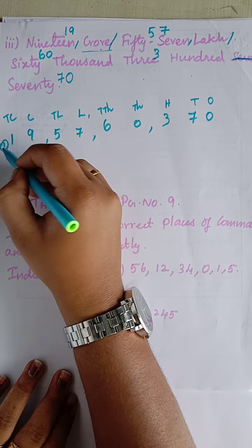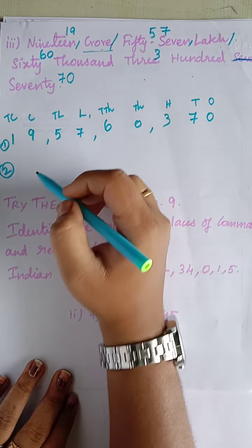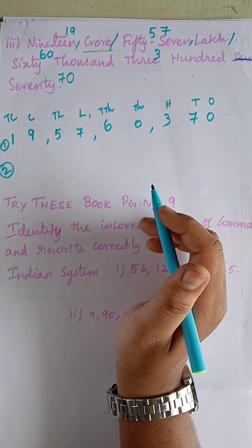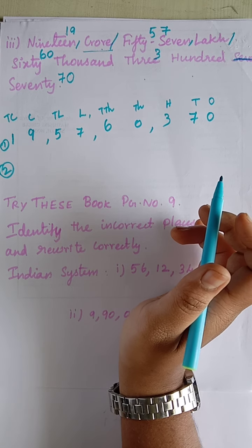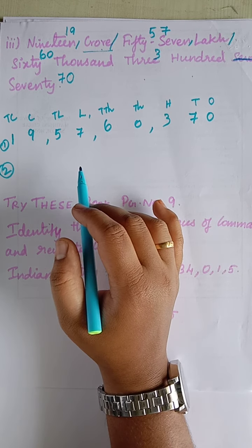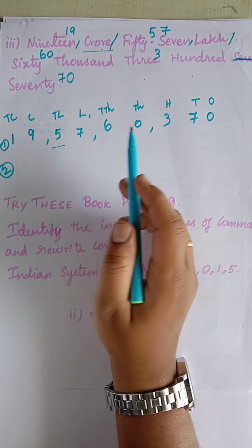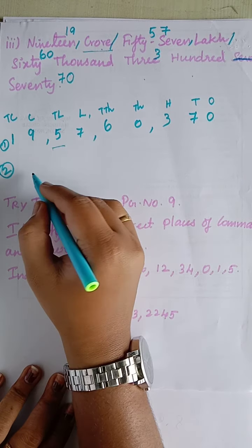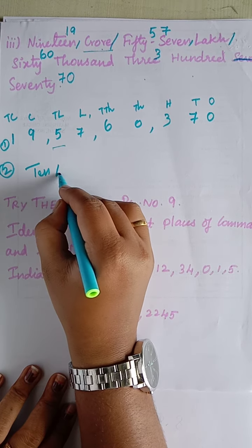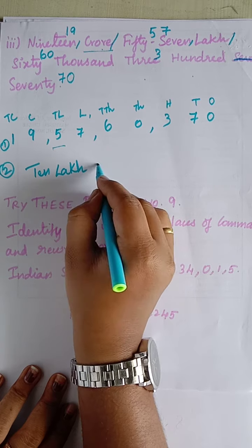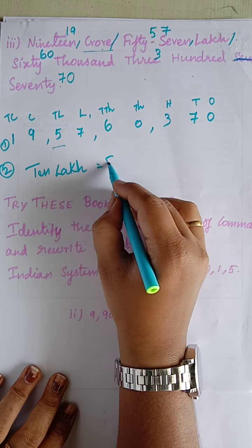So first question completed. The second question is. So what is the second question? So second question is we have to write the place value of 5. So what is the place value of 5? That is 10 lakh. So 10 lakh. So 5 include பண்ணோம் அப்படினாக்கா 50 lakh.